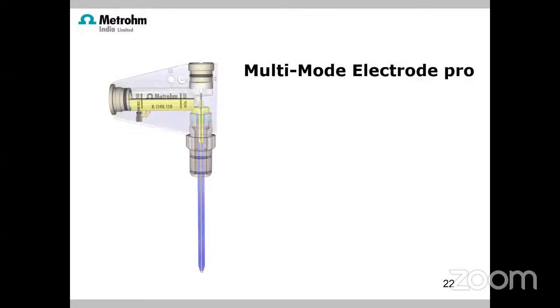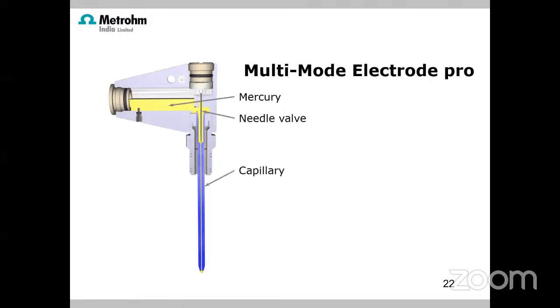We can see here the color changes. Here we have the mercury pool that is yellow in color. This is the mercury. This is the needle valve. This is the capillary. And here you see a drop of mercury. Basically, this needle controls the flow of mercury into this capillary. When the needle is completely open, please note, there is a continuous flow of mercury drops. That is called a dropping mercury electrode.